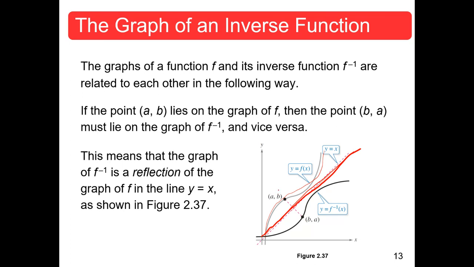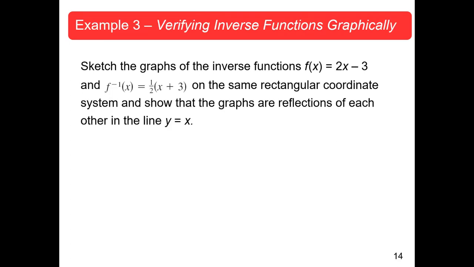So remember, if it's (a, b) for f of x here, the inverse point over here is going to be (b, a), where you switch the x and the y's. So they literally are reverse images of each other over this line y equals x. If we look at this function, 2x minus 3, and its inverse, which is 1/2 x plus 3, on the same coordinate system, you're going to see that they reflect over the line y equals x again.